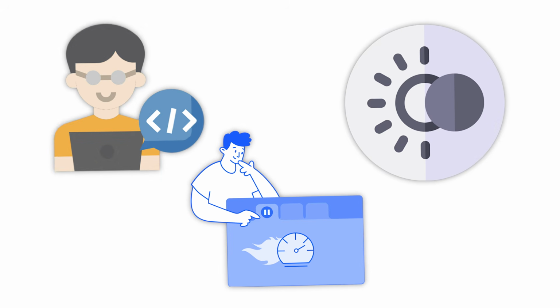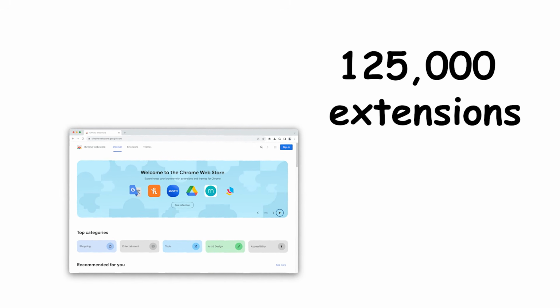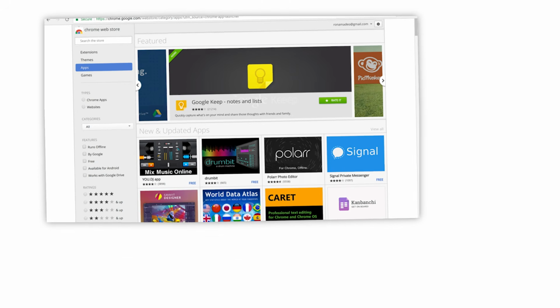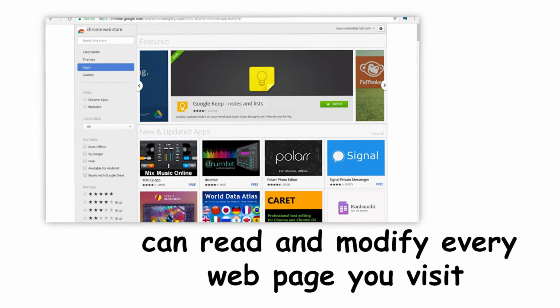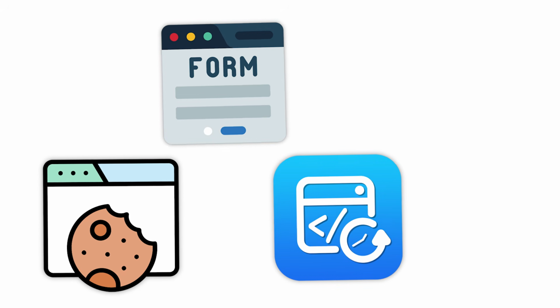Ad blockers, password managers, dark mode tools, tab managers, developer tools. Chrome's extension store has 125,000 extensions. Extensions run with permissions you grant, and those permissions can be significant. An extension with access to all sites can read and modify every web page you visit. It can see your cookies, your form inputs, your browsing history.